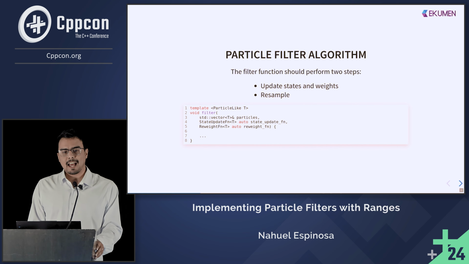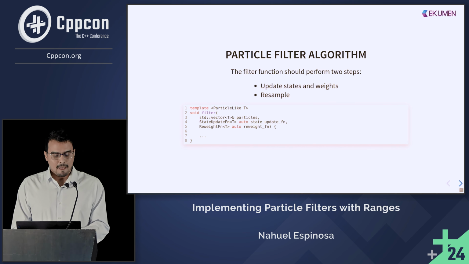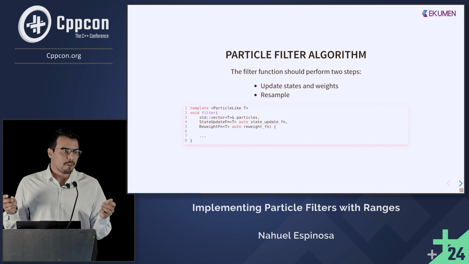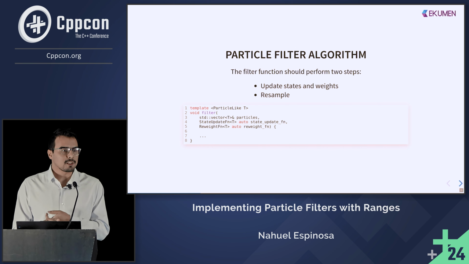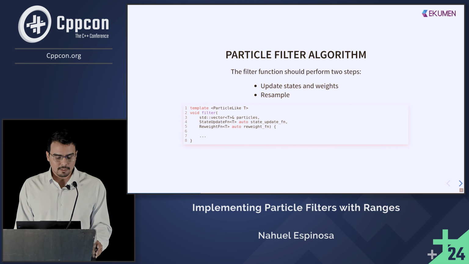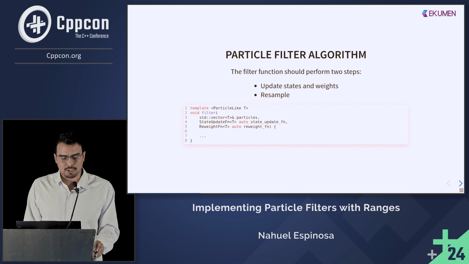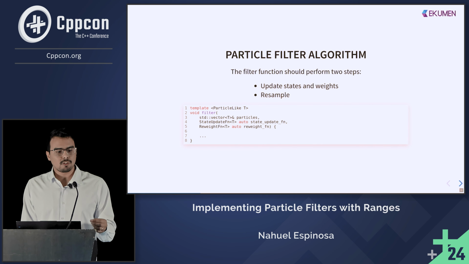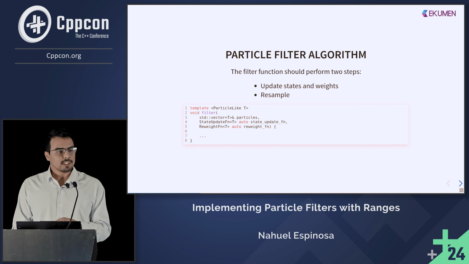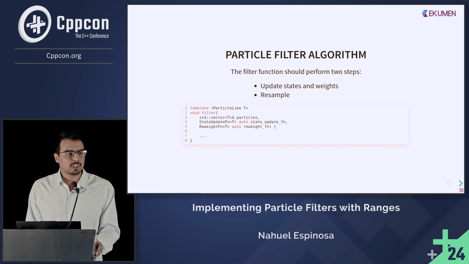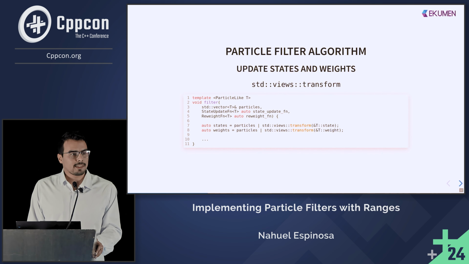We can also define a filter function that should perform two steps. First, it will take three arguments. The first one is a particle set. Here, we're taking std::vector for simplicity, but this can be generalized to all kinds of containers. And also our two update functions. The two steps it needs to perform are updating all the states and weights of our particles and resampling the particle set.